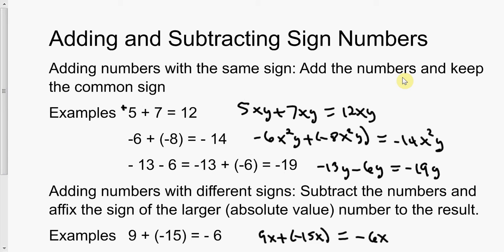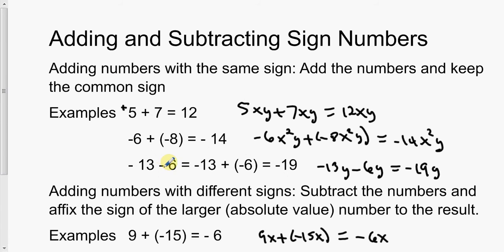and then keep the common sign. So if both numbers are positive, then obviously you just get a positive result. 5 plus 7 is 12. If both numbers are negative, negative 6 plus a negative 8 becomes 6 plus 8 is 14. Keep the common sign, negative 14.